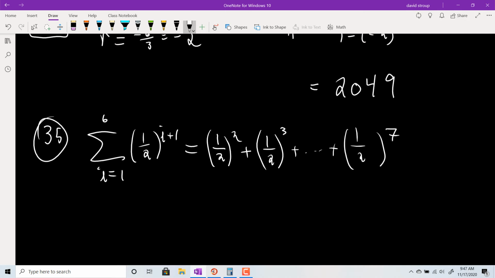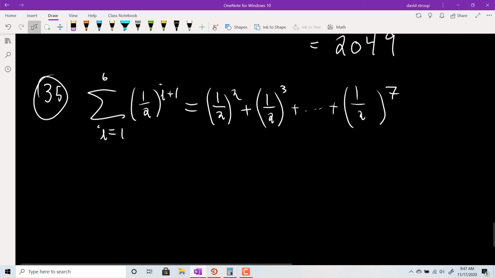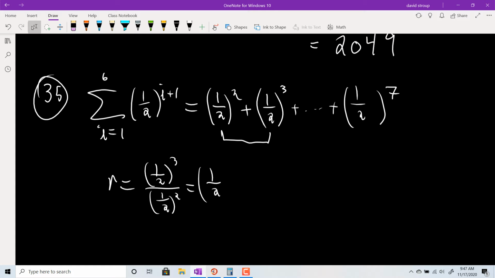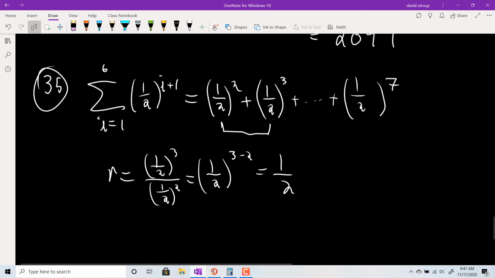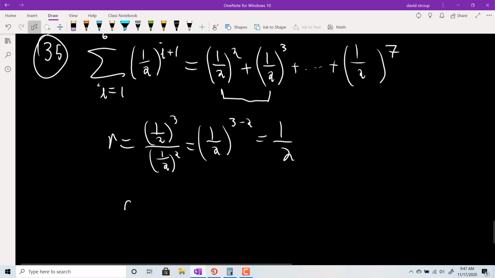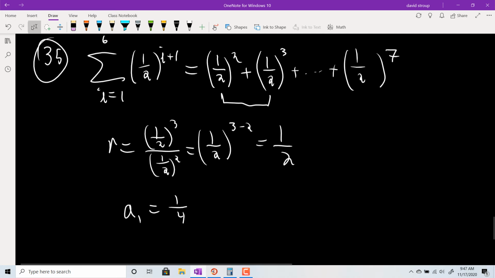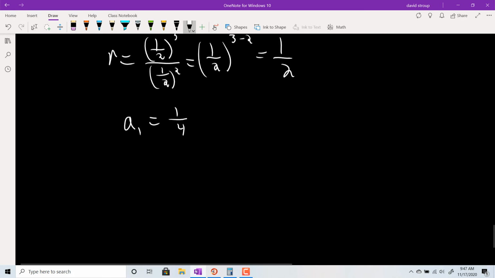So the r value you can find just by taking two consecutive terms and looking at the ratio. So 1/2 cubed all over 1/2 squared. Those have like bases, so you can subtract their exponents, and the common ratio is just 1/2. Then a sub 1 is 1/2 squared, which is 1/4. And then for our formula, we want the first 6 terms, so from 1 to 6, that's 6 of them.